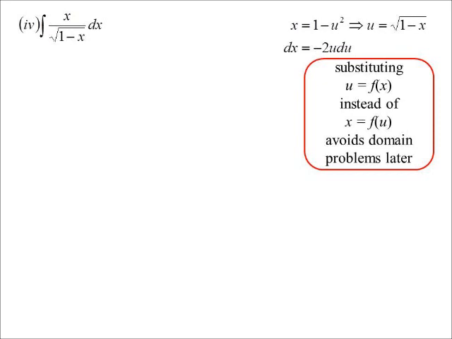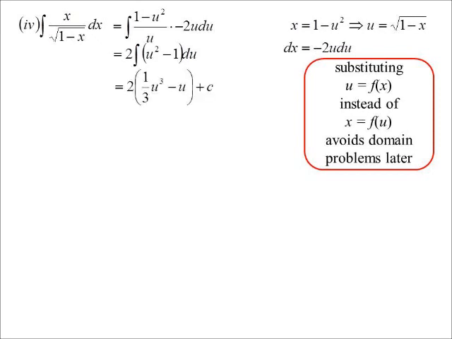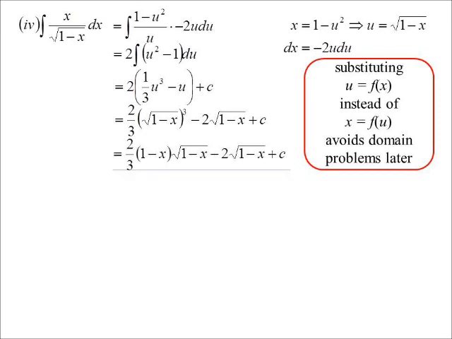Okay, let's play around with it. Integral of 1 minus u squared over u times minus 2u du. Oh, u's cancel. Oh, it's just a simple polynomial. U squared minus 1. Add 1 to the power over the power. Sub back in for the u. Mere mortal answer. So much nicer. 2/3 1 minus x root 1 minus x minus 2 lots of root 1 minus x. Plus, of course, a constant.